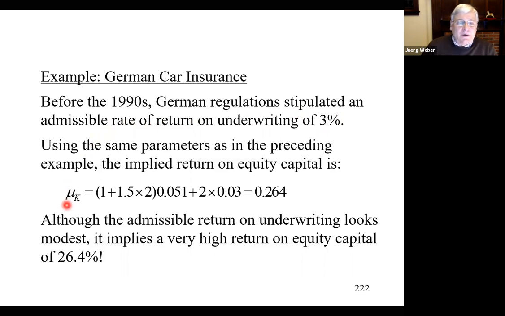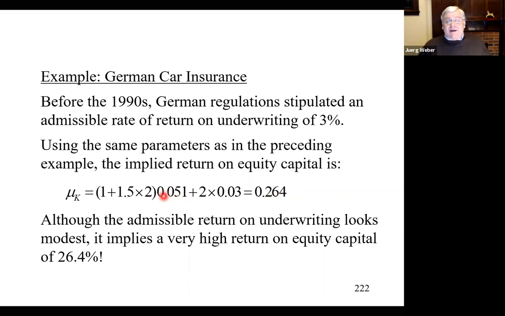But when you plug this into the equation for the return on equity of the insurance company, and you use the same figures as before, you now get a return on equity of 26%, which is very high. So this law was quite useless. They wanted to do something in favor of the insurance buyers, so they had this ceiling on the underwriting return, but it was a useless ceiling. It actually implied a very high return on equity for the holders of the shares of the insurance company.